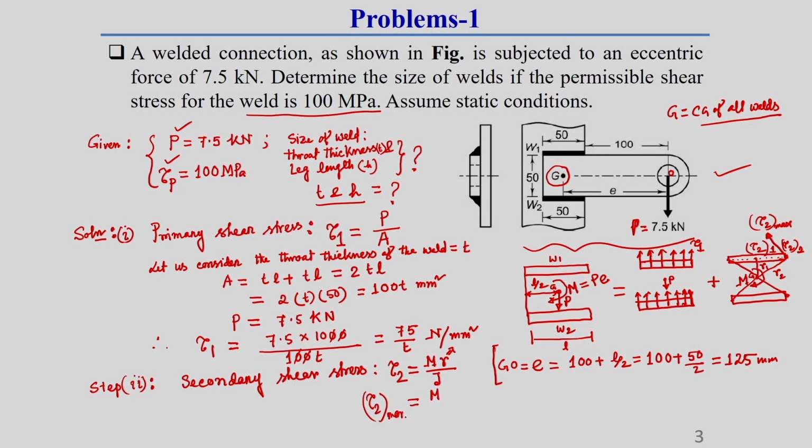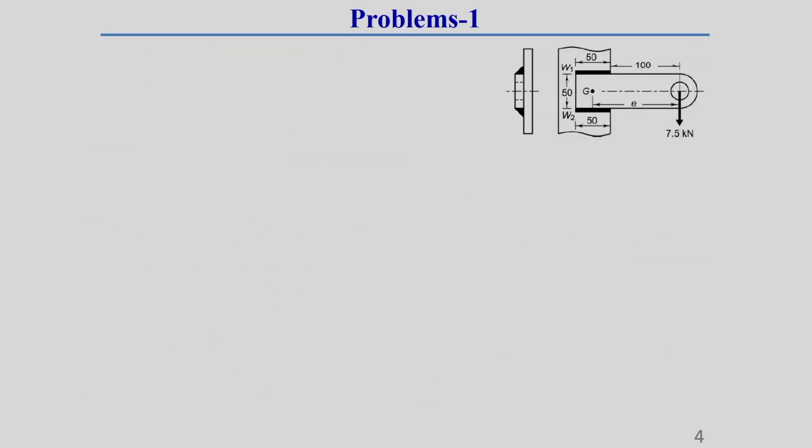So, tau 2 max will be M into r max divided by J, where J is the polar moment of inertia. Tau 2 max is what we are interested to find out. For that we have to find the r max value. Now I will show you what r max is.